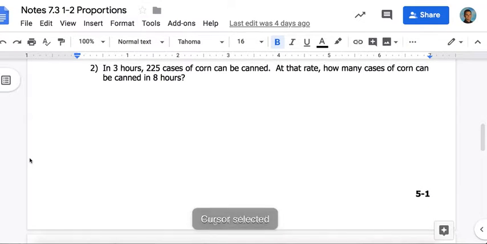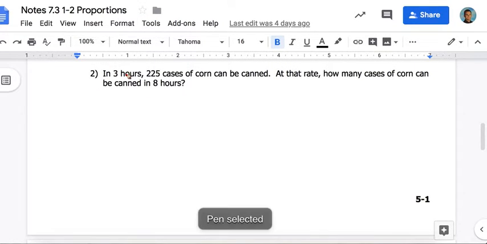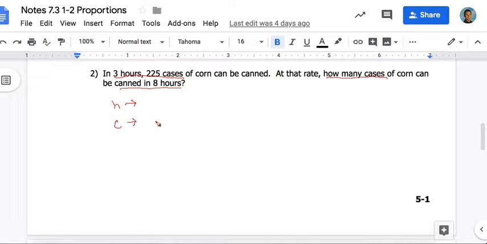In 3 hours, 225 cases of corn can be canned. So let's underline that. At that rate, how many cases of corn can be canned in 8 hours? So what are our 2 units here? We have hours and cans. And we know that 3 hours can make 225 cans. And I want to know how many cans can be made in 8 hours.